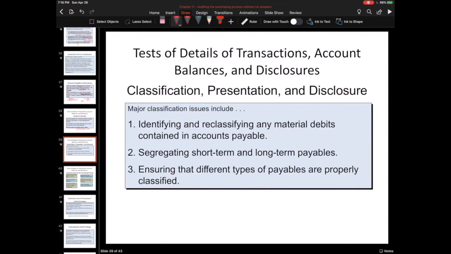Some issues of classification, presentation, disclosure. We see here there's material debits in AP. We want to reclassify those as AR. Again, we saw the exact opposite when we were looking at the AR side. They have to reclassify material credits to AP. We want to make sure short-term and long-term are segregated, and remember your greater than 1 year, less than 1 year rule. And ensure different types of payables are properly classified. So we have the whole trade AP versus other types of payables, notes payable, etc.